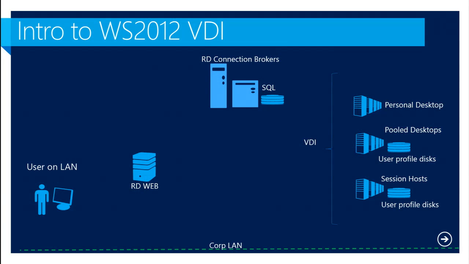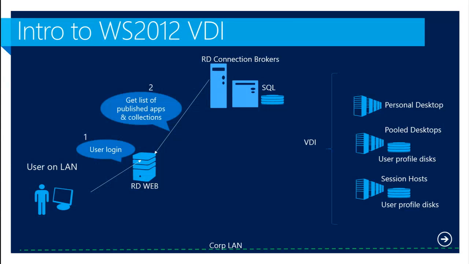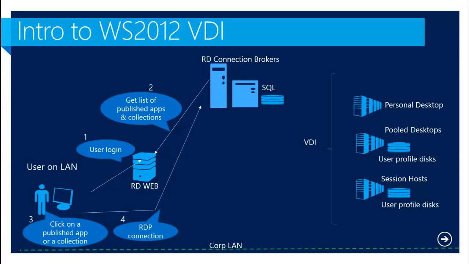So in terms of connection, what happens is a user on the LAN connects to RD Web, logs in, the user is identified, and RD Web gets a download of all the applications that this user has access to. So you see a page with icons and so forth. These are the collections or published apps that you can use. Then the user clicks on one of these icons, one of these application entry points, if you may, and a connection starts, the RDP client starts running, and it connects to the broker.